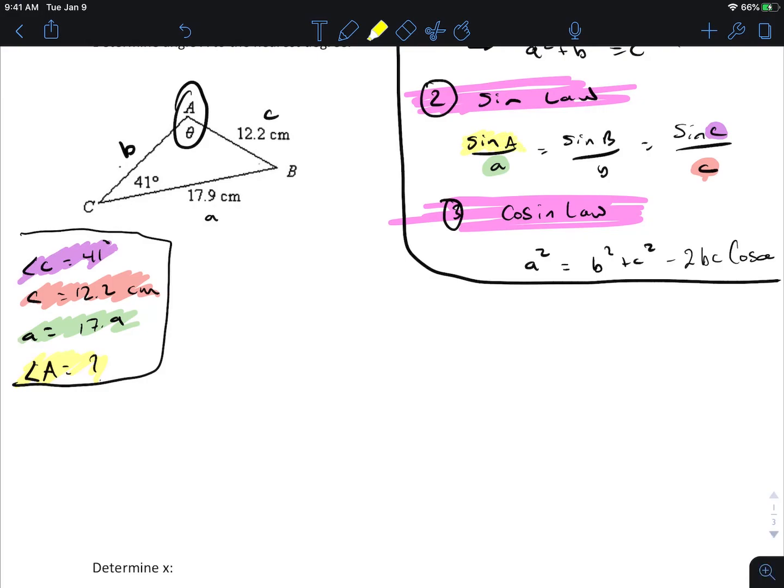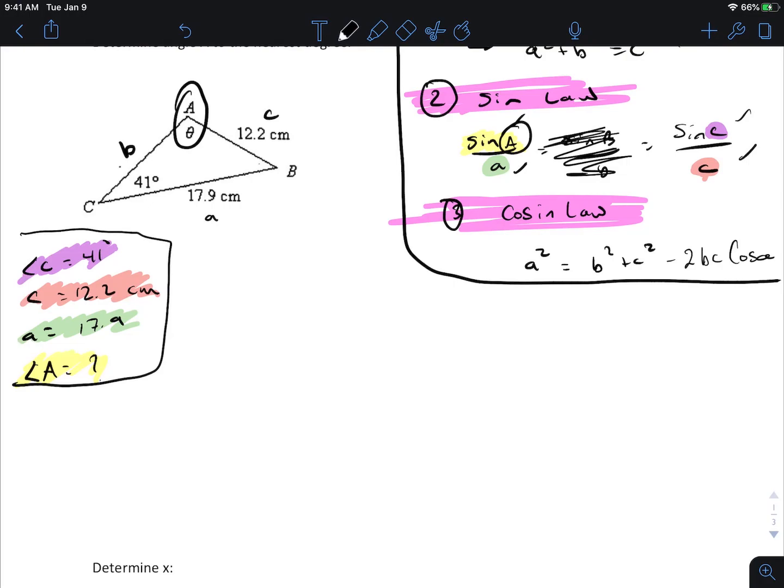So if you look at sine law, you can ignore the middle here because it's not asking me about B. It's only asking me about A. The only way you can do anything is if there's 4 things here, and I need to know 3 of them in order to find the 4th. So in this question, I have 1, 2, 3, 4 things, and I know 3 of them. The only one I don't know is A, which is what the question is asking me to solve for.